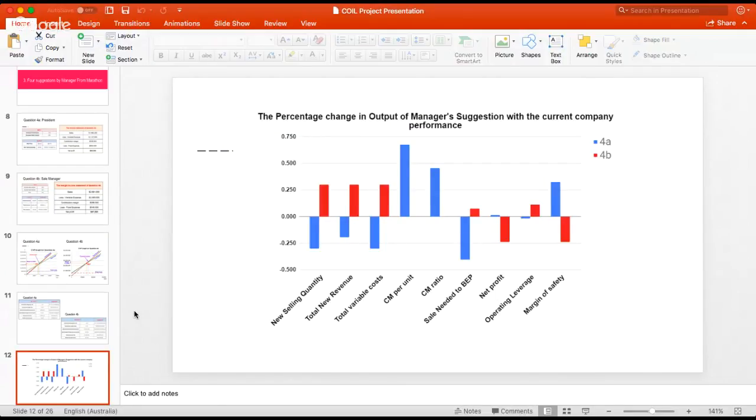About the percentage change in output of the manager's suggestion with the current performance. Both scenarios can help the company gain profits, but it is not as much as they expected. The total fixed cost for B is higher than for A, which means the probability of taking risk is higher.